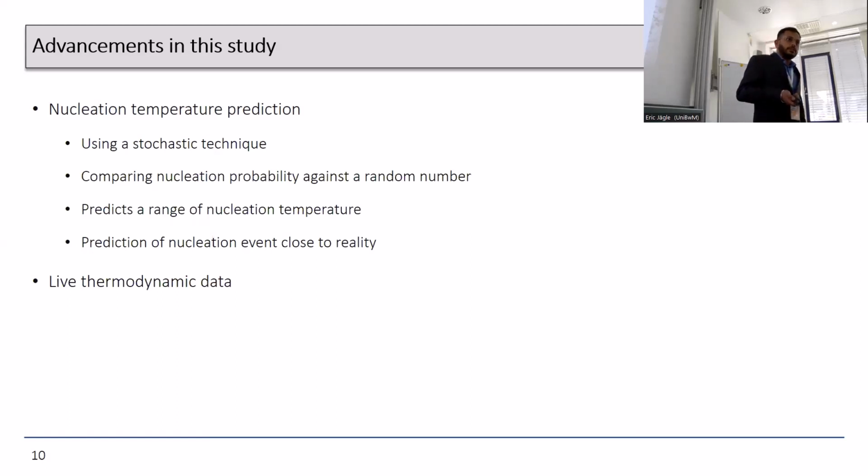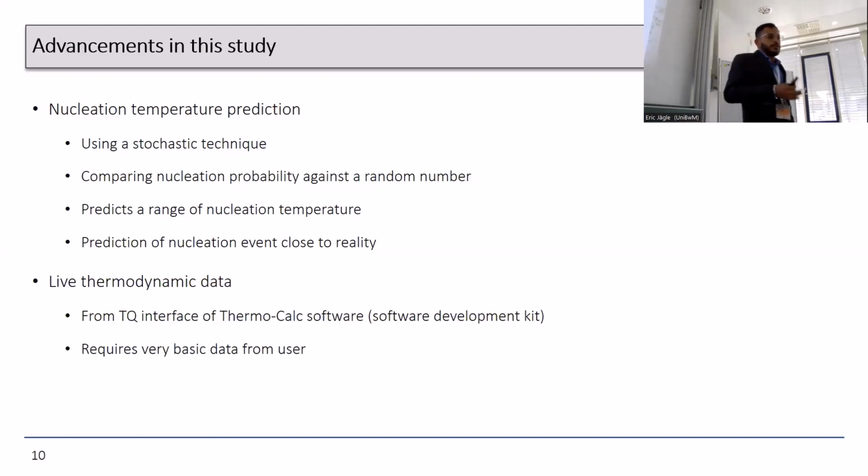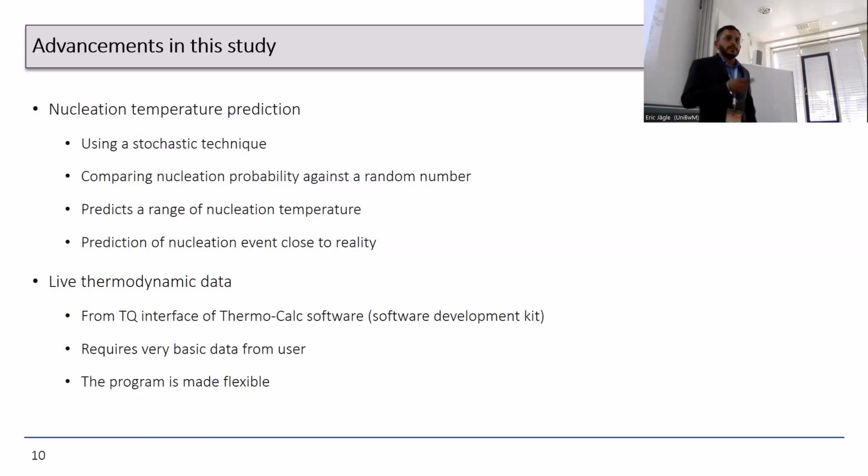This gives us a result which is closer to the real scenario. Also, we are using live thermodynamic data for the computation. We are using the TQ interface of Thermo-Calc software, which is a software development kit, where our model accesses Thermo-Calc behind the scenes, takes live thermodynamic values for each time step, updates them for the time step and computes the results. This leads to a very small requirement of basic data from the user, and the program is made flexible so that any alloy composition can be used or updated, and we can find the results for that.